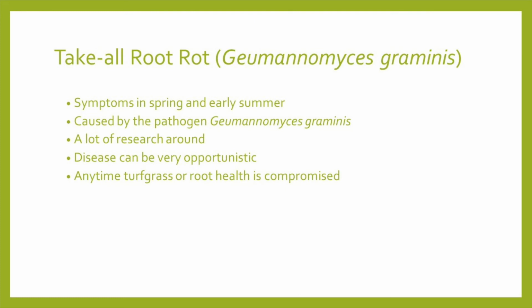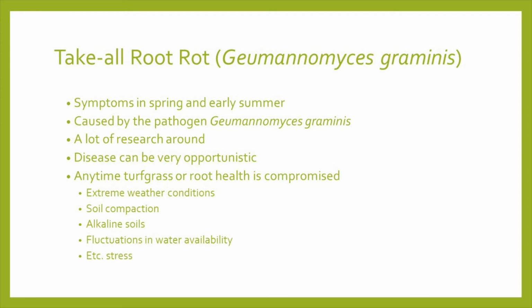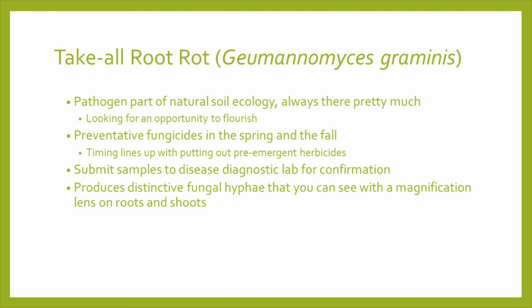So anytime our turf grass health is compromised or our root health is compromised, whether it's from extreme weather conditions, soil compaction, alkaline soils, fluctuations in water availability, whatever it is that's imposing stress on our turf, it increases the likelihood that this disease is going to become an issue. This pathogen is part of the natural soil ecology, so it's pretty much always there in the soil, and it's just looking for an opportunity to flourish. So we may start to see symptoms of that in the spring and early summer.